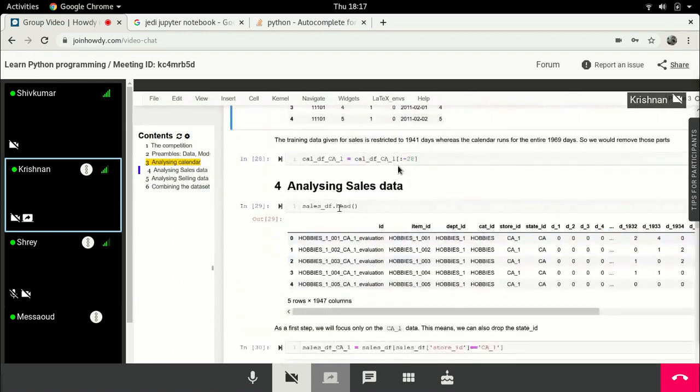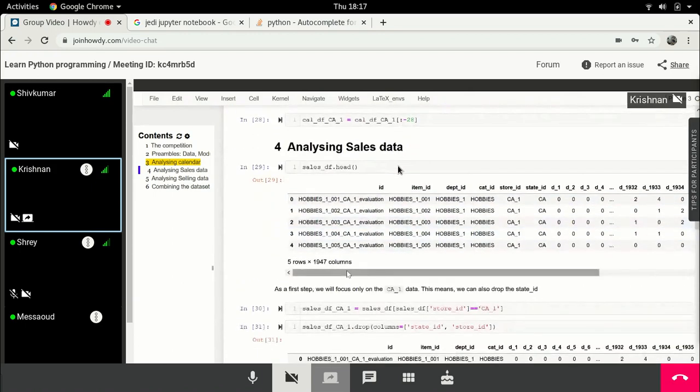And then what we did was look at the sales data. It looks something like this. We have an ID for each of the items. Here, evaluation corresponds to whether it's training data or test data. This item ID and ID are not really that useful, because in our case we are only going to focus on CA1, so there won't be any difference. An item ID will tell you what is the department and what is the category.